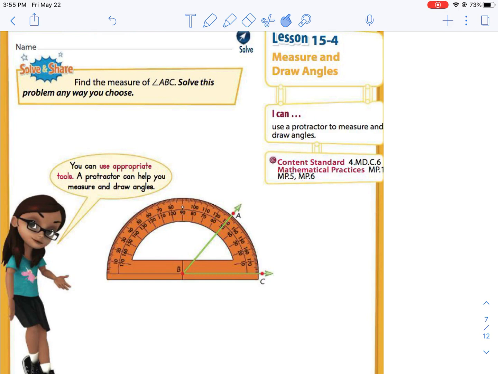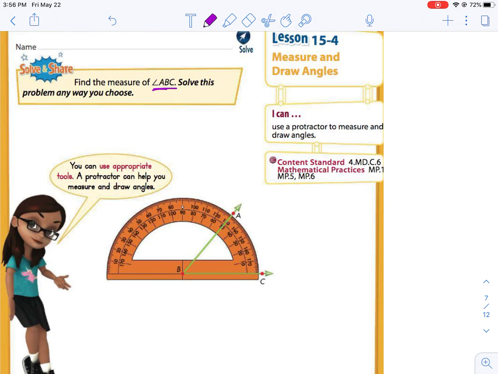So now we're going to talk a little bit more about protractors. So I'm going to read this and see if you can do this on your own, and then we'll come back and try it. Okay, so it says find the measure of angle ABC. Solve this problem any way you choose. You can use appropriate tools. A protractor can help you measure and draw angles.